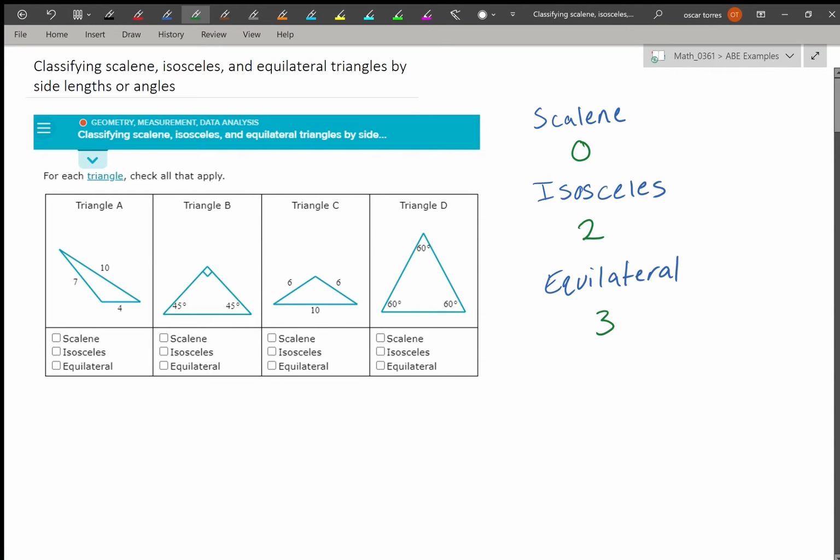For triangle A, if we compare the sides of the triangle, we have a 7, a 10, and a 4. None of those sides are the same, so we call this a scalene triangle.